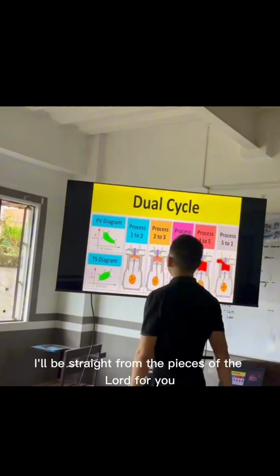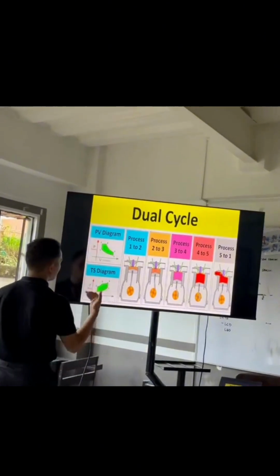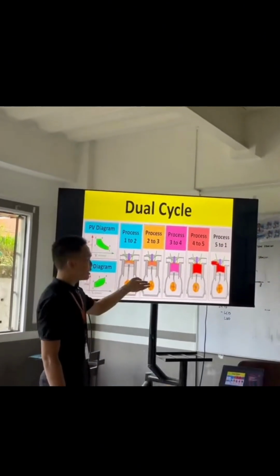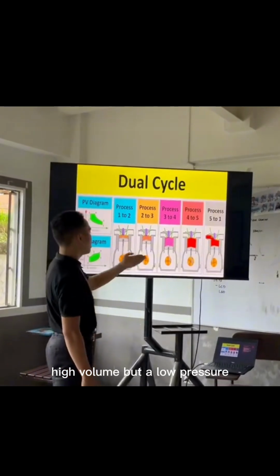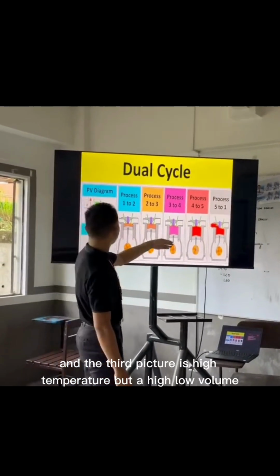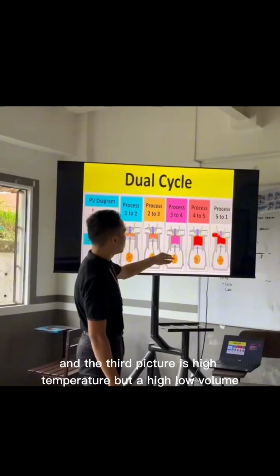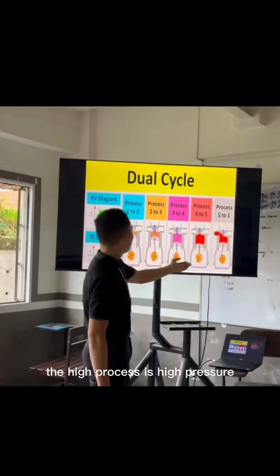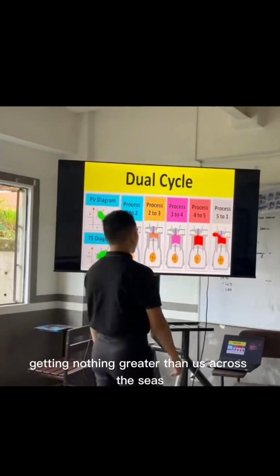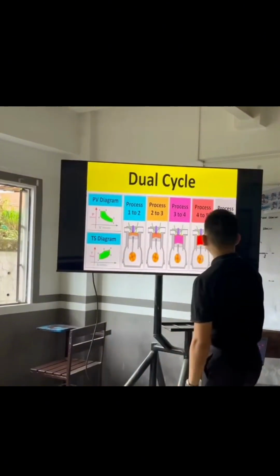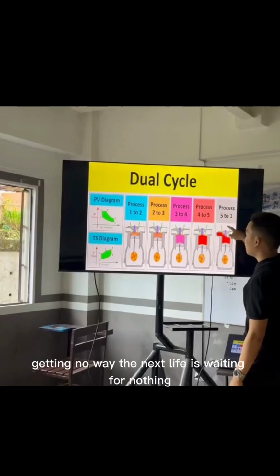The first process means that you have a low volume and low temperature. The second process is a high volume but low pressure. The third picture is high temperature but low volume. The third process is high pressure and low temperature. The last process is high pressure but very low temperature and very low volume.